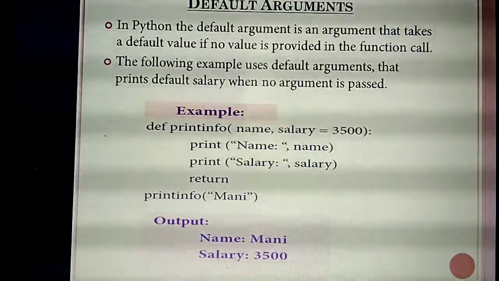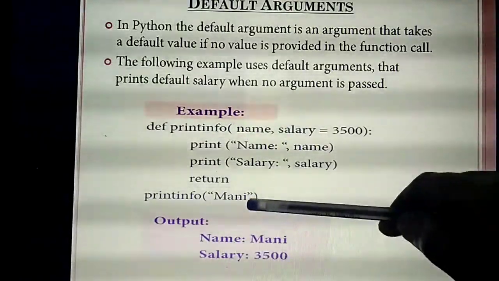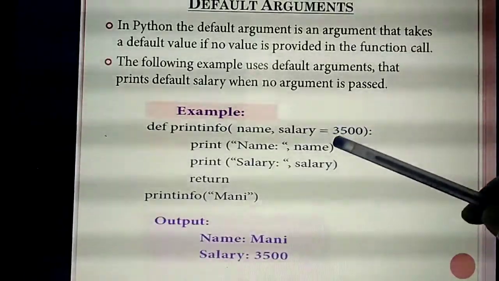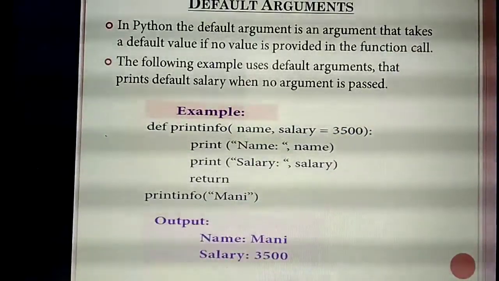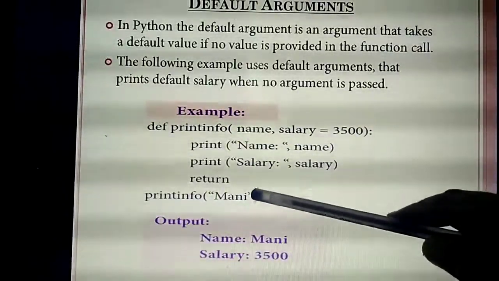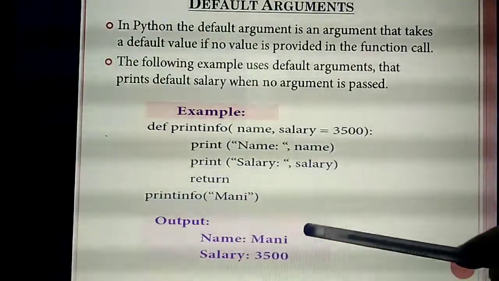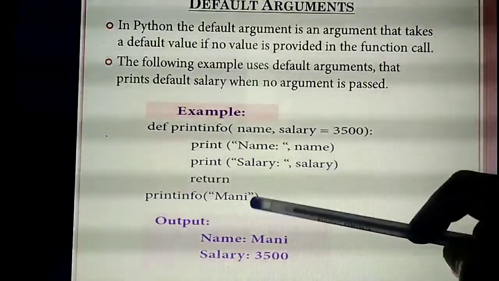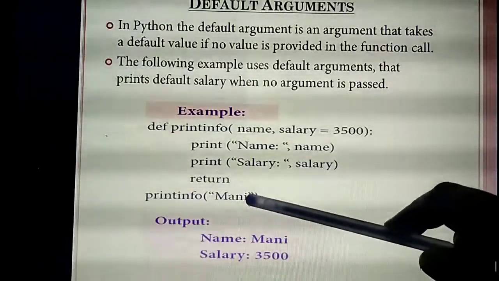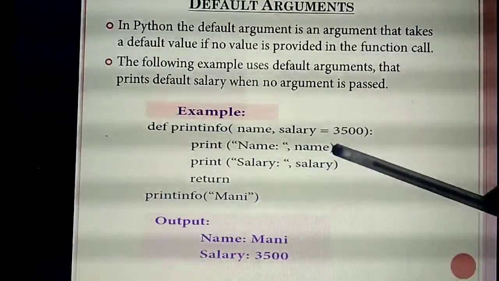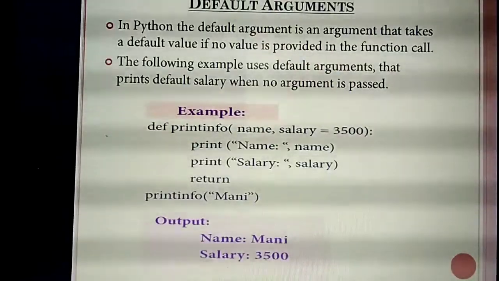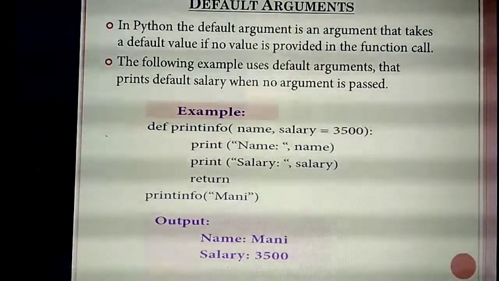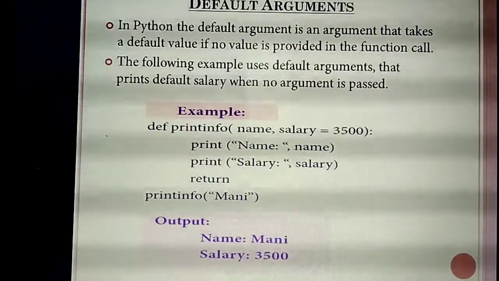So if you are giving some other values here, it won't take this value to print. Whatever values you give here, only that value will be taken as output. But if you are not passing any values in the place of the calling function, this default value will be taken as output. Okay. Understand now what we mean by default argument?